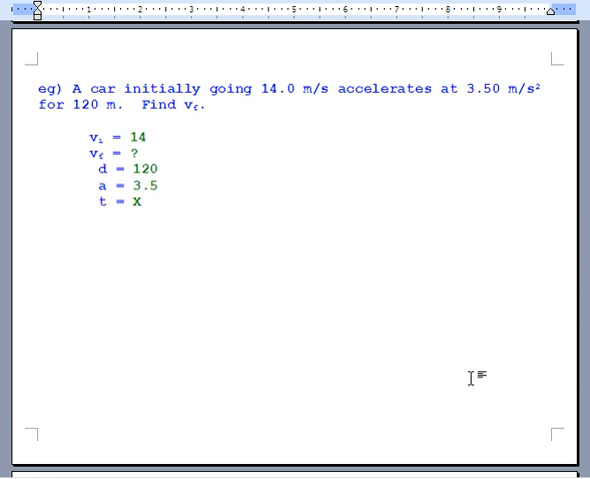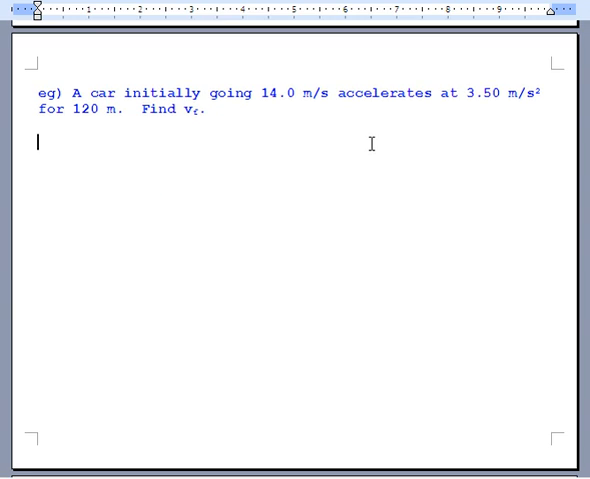But we've got an initial velocity of 14. Final velocity is what we're looking for. Displacement was 120 meters. Acceleration's an easy one to find because it's got those crazy units, 3.5 meters per second squared. And you'll notice at no point does this question give us the time or ask us to find the time. So that's the variable that gets axed out. One of them always gets crossed out.